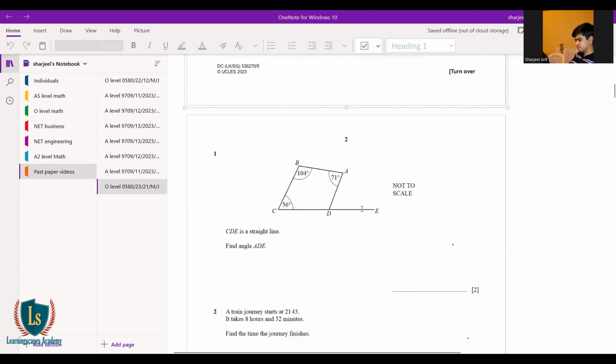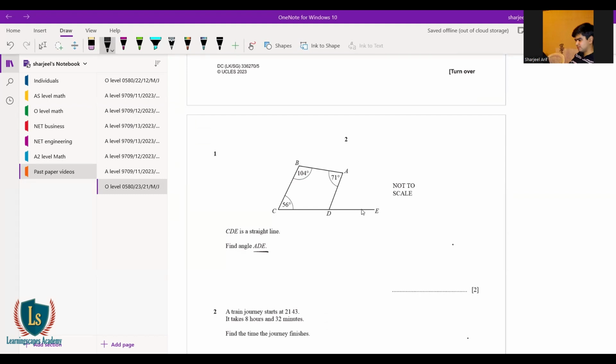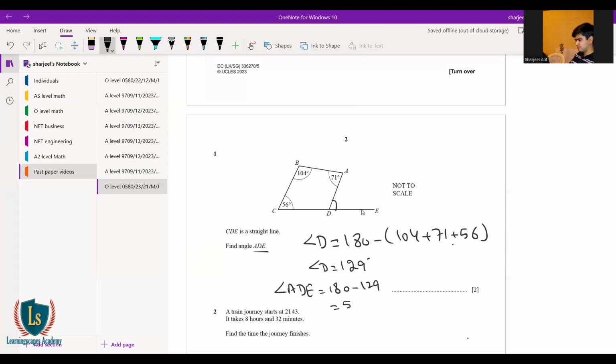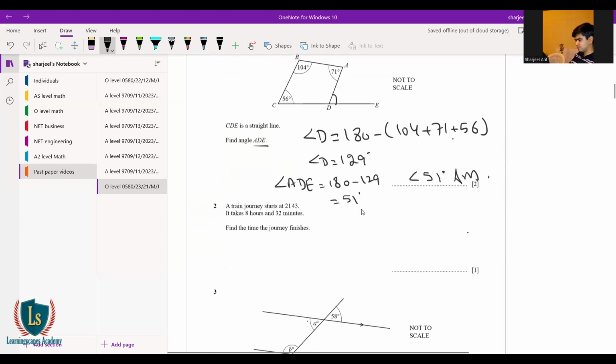In question number 1, we have to find the angle ADE. We are given the three angles, angle C, B, and A. For that, we have to find angle D first, which will be equal to 180 minus 104 minus 71 minus 56. So angle D will be equal to 129 degrees, and the external angle ADE should be equal to 180 minus 129. So the answer will be 51 degrees. So angle ADE should be equal to 51 degrees.